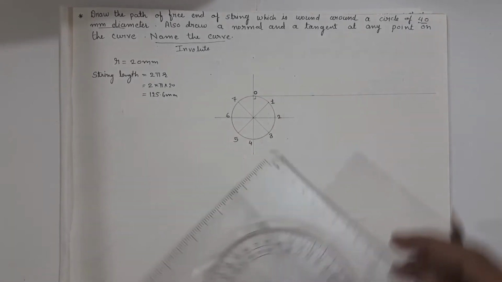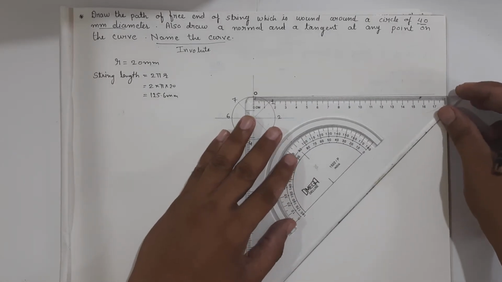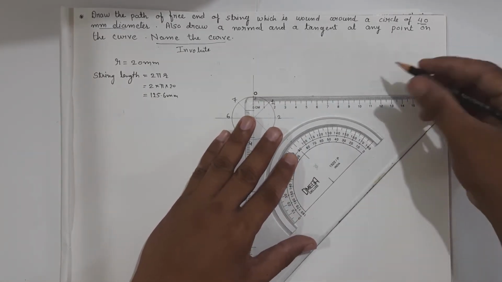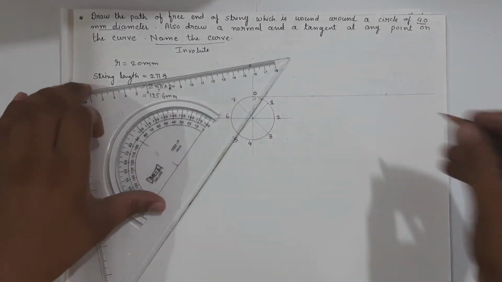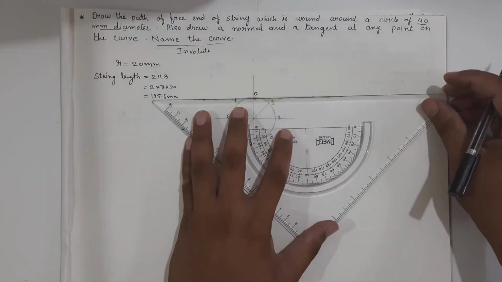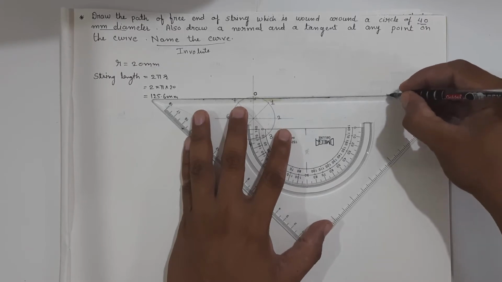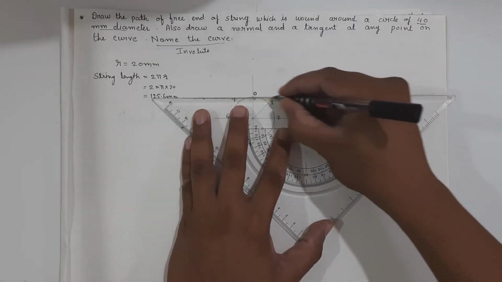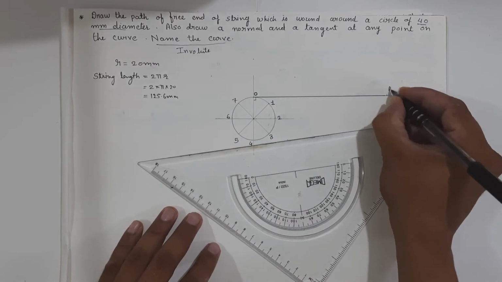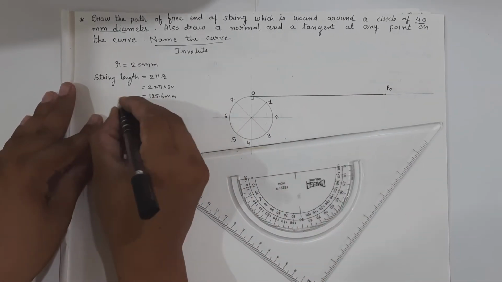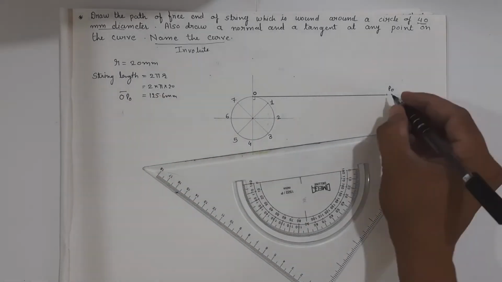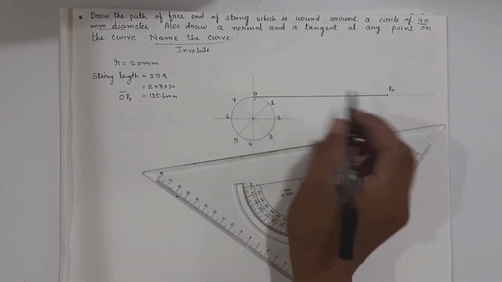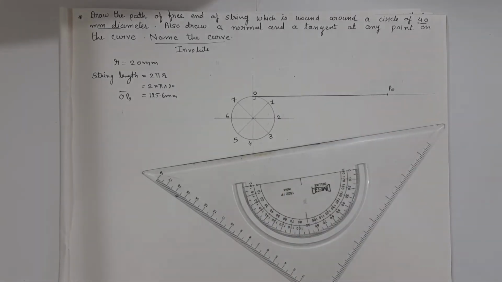Now measure the string length, which is equal to 125.6 mm. So this will be the string length, which is equal to 2 pi r. Mark P0 over here. So we can say that the distance of 0 to P0 is equal to 125.6 mm. Now divide this line into 8 equal parts.